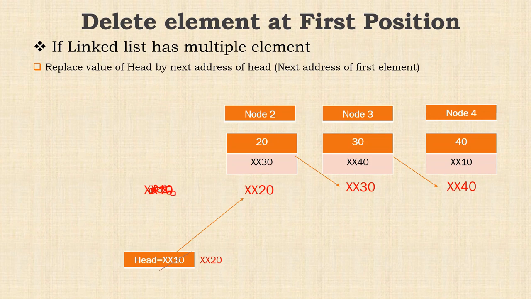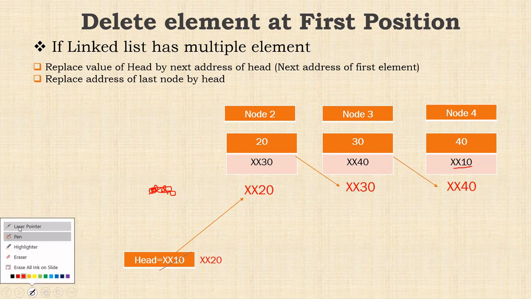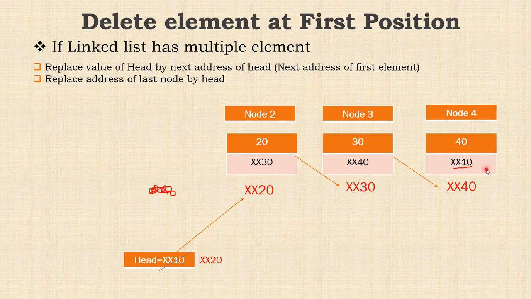So what is the second step? Replace the address of the last node by head. We have deleted xx10. So now, instead of xx10, what should be available? It should be the first node. So what is the first node now? Now xx20 will be our first node. So instead of xx10, it should be xx20. So now let's delete xx10.